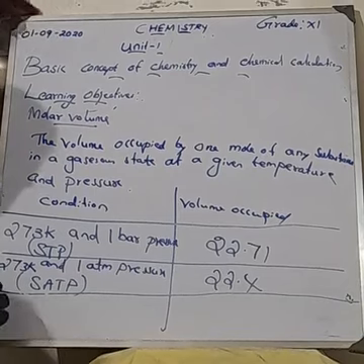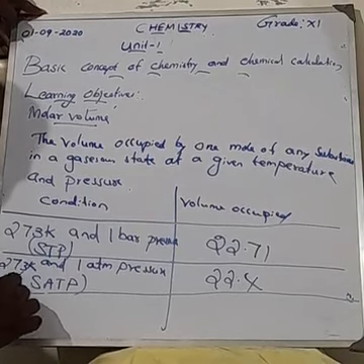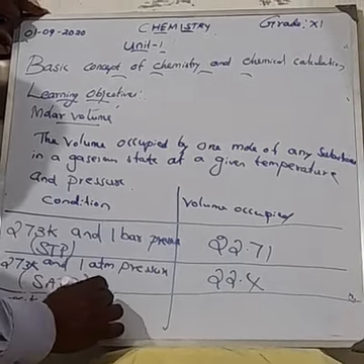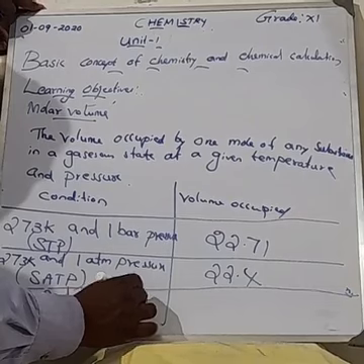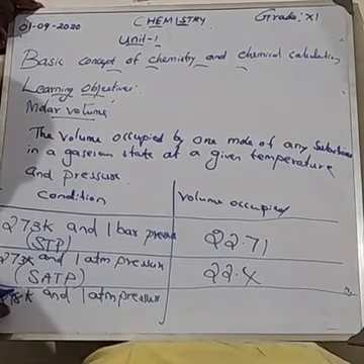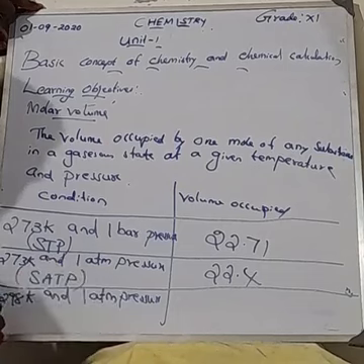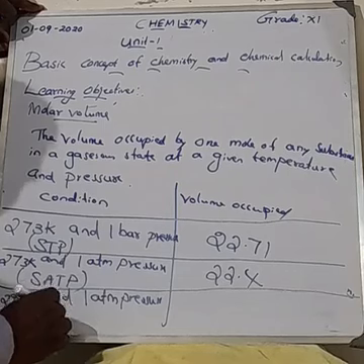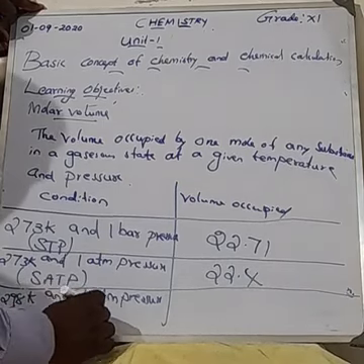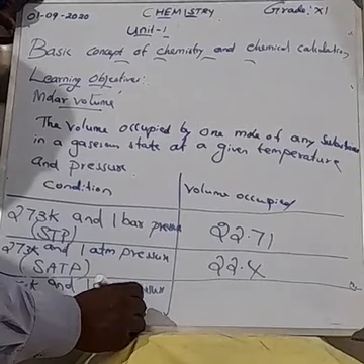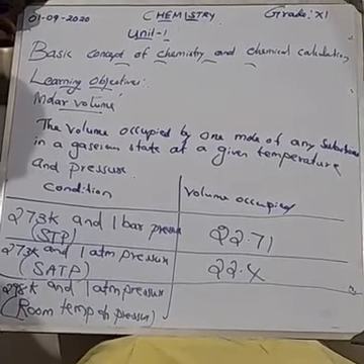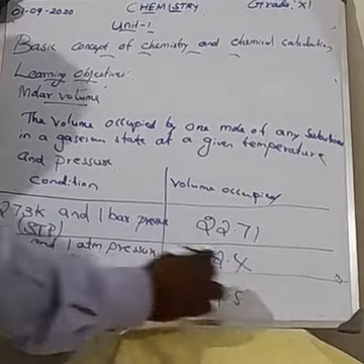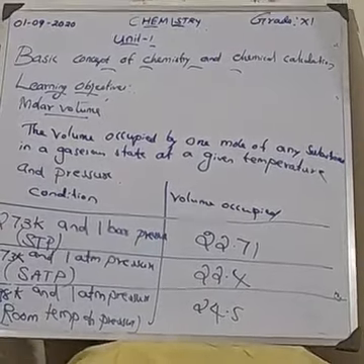Next, at 298 Kelvin and 1 atmospheric pressure. That is room temperature and pressure. At 298 Kelvin the value is 24.5. What are the conditions?